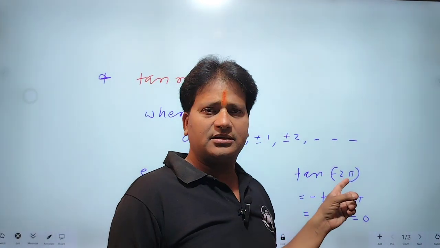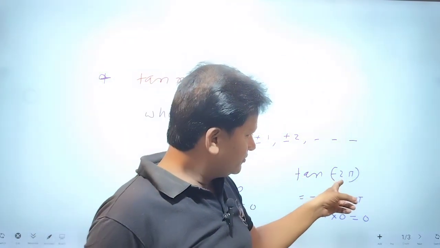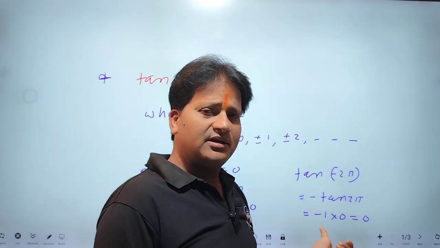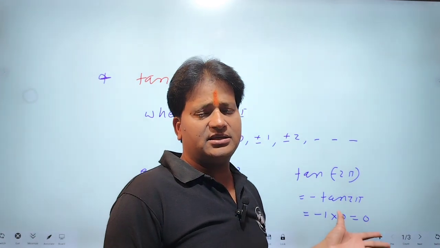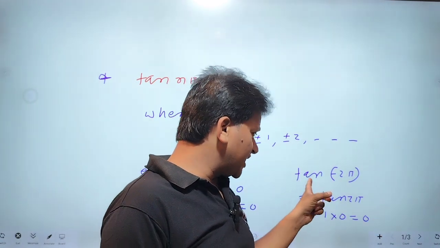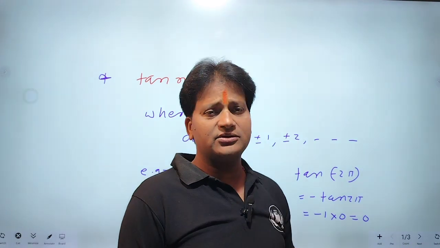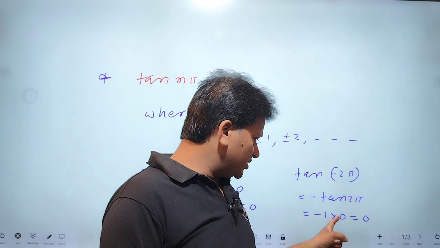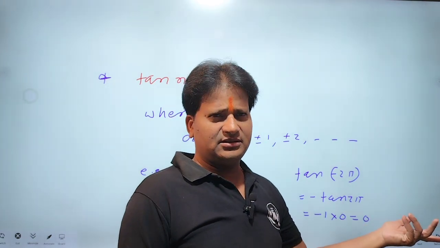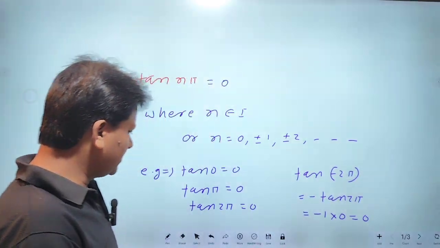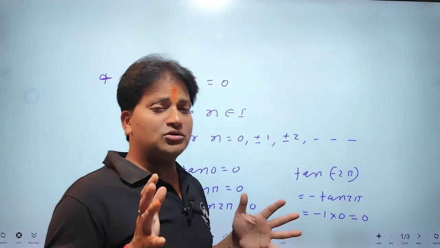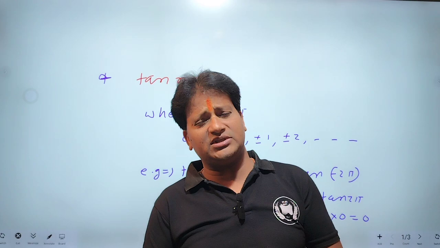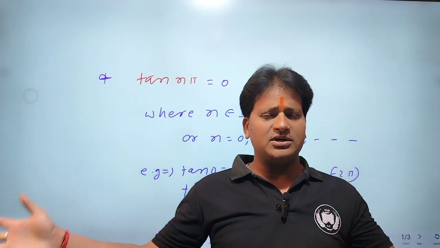If you take n equal to minus 2, then the value of tan(−2π): we know that tan(−θ) is equal to −tan θ, therefore tan(−2π) will be equal to −tan 2π. Tan 2π is 0. If 0 is multiplied by anything, the result will be 0. Okay, 0 is the most powerful. If you multiply any quantity with 0, then the result will be equal to 0.